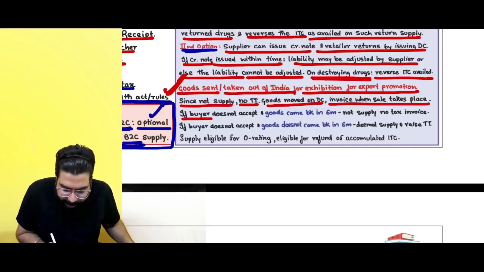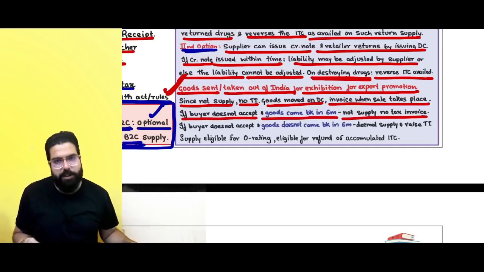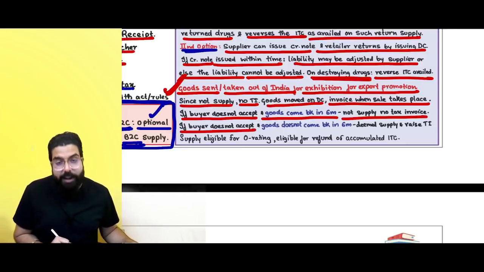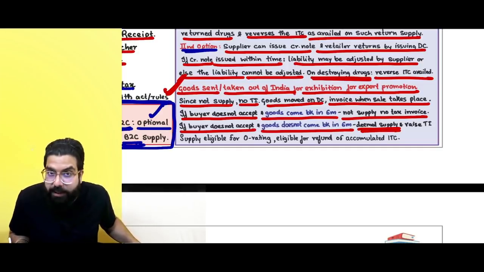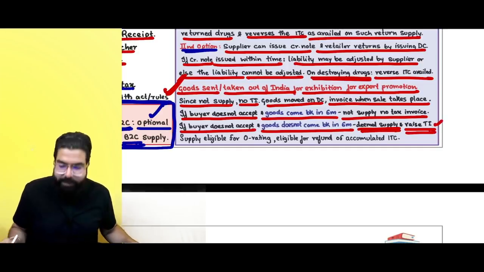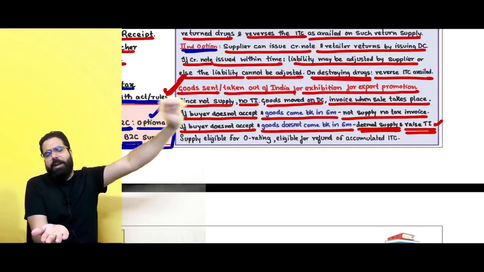It says if the buyer does not accept and goods come back in 6 months, it is not a supply, no tax invoice. But if the buyer does not accept and goods do not come back also, it is deemed supply after 6 months get over, and you have to raise a tax invoice. So when you are taking the goods from India outside India, at that time it is not a supply, no tax invoice.